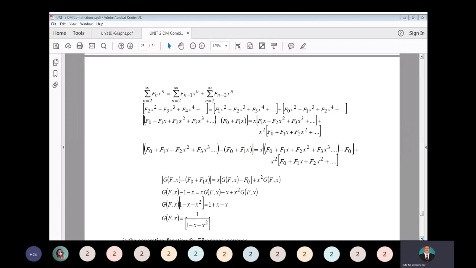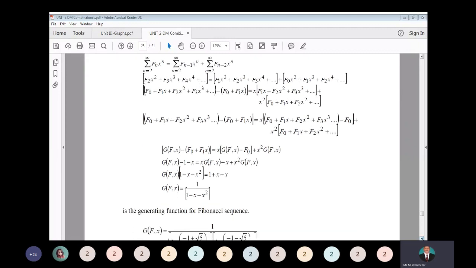Remove the brackets and bring all the terms involving capital G(F, x) together. When you take it up, that is G(F, x) into (1 - x - x²). The remaining terms go to the right hand side, and other terms simplify to 1, that is 1 + x - x. So G(F, x) equals 1 divided by (1 - x - x²).